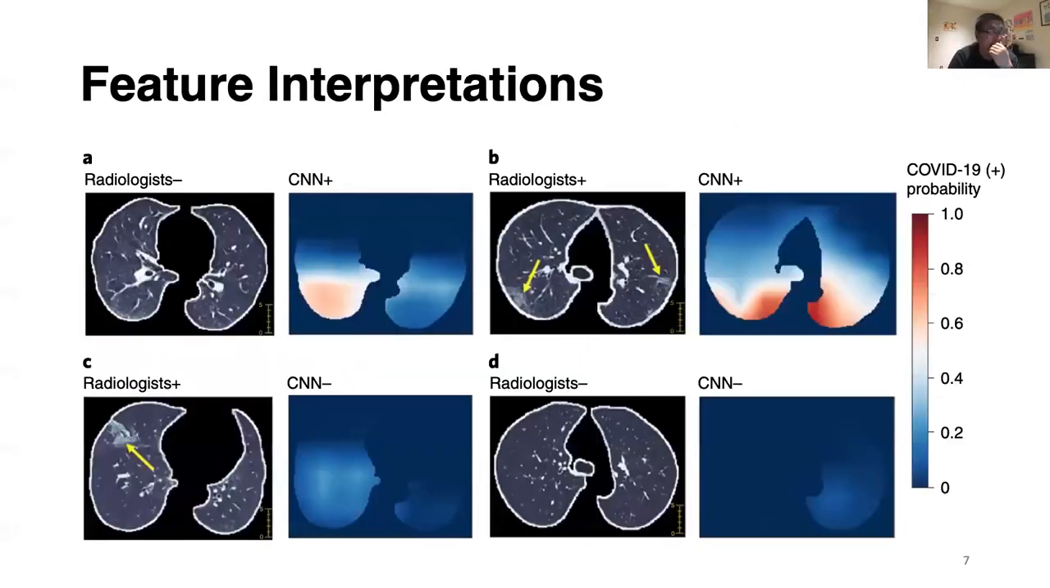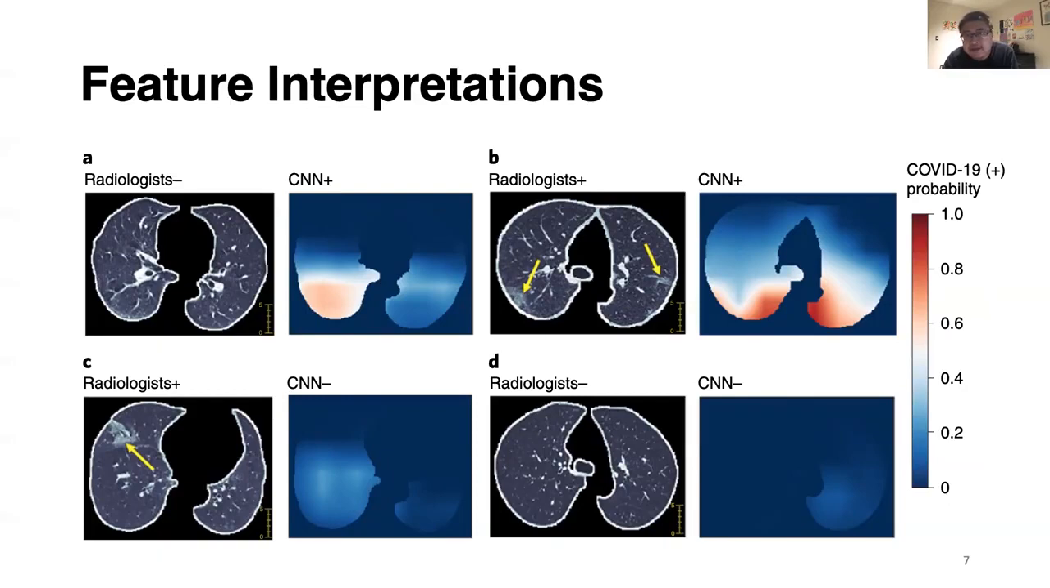And this figure shows the feature interpretations of the lung CT scans. So for each pair of images shown as A, B, C, and D, the left image is the CT image showing the segmented lung used as the input for the CNN model trained only on CT images, and the right image shows the heat map of pixels that the CNN model classified as having a SARS-CoV-2 infection. The red indicates higher probability.